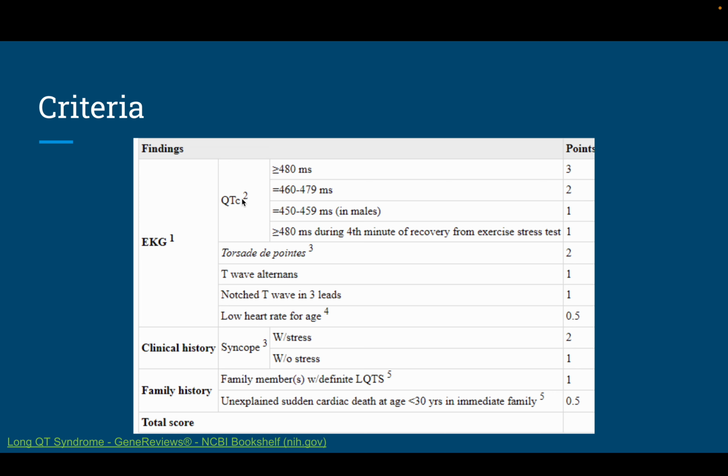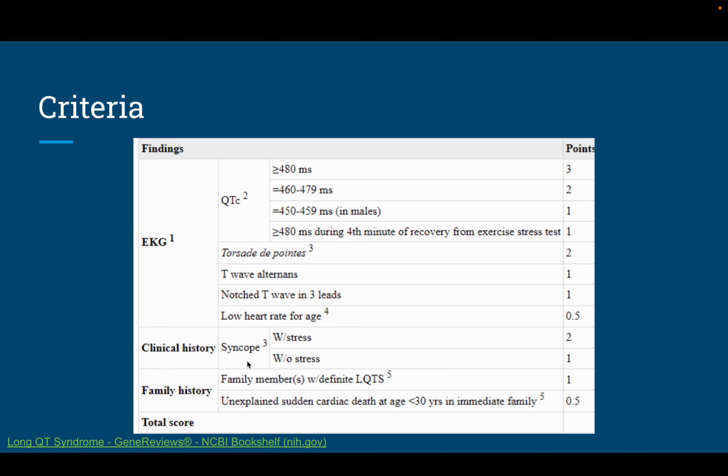So, your corrected QT interval, whether it's in certain lengths, will contribute to points. If you have torsades, you get 2 points because we see torsades quite frequently with this. There are some weird T-wave morphologies that we're going to go over: T-wave alternans and notched T-waves in 3 leads, and then a low heart rate. These are all things that we can see on EKGs that would make you highly suspicious for long QT syndrome.